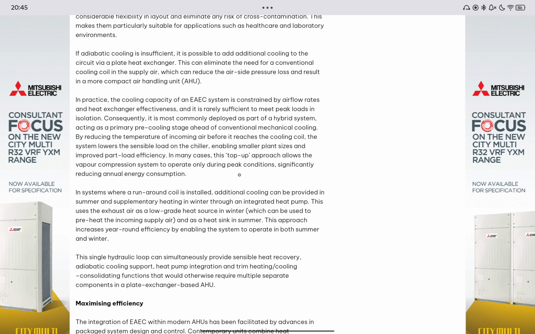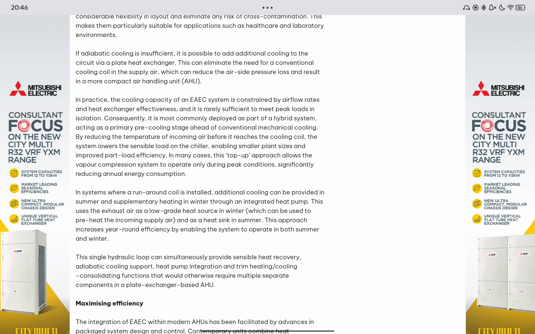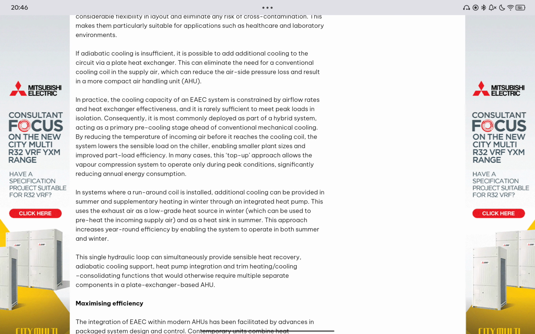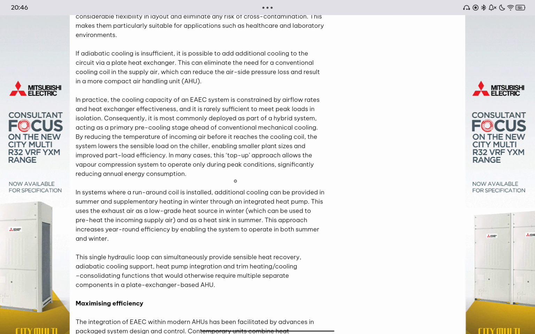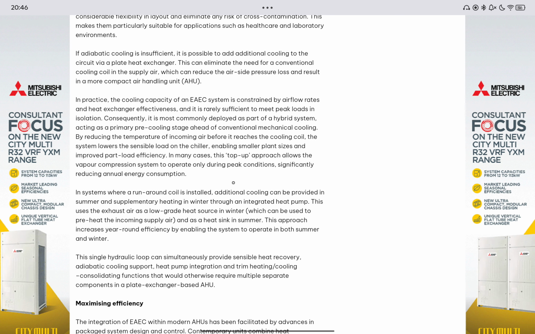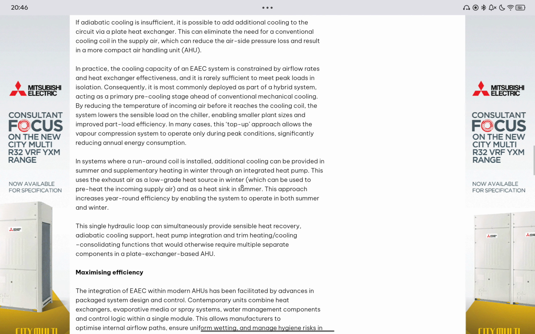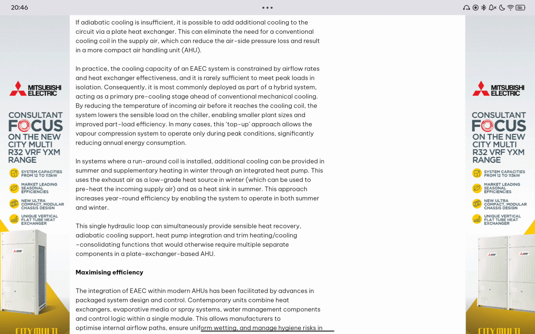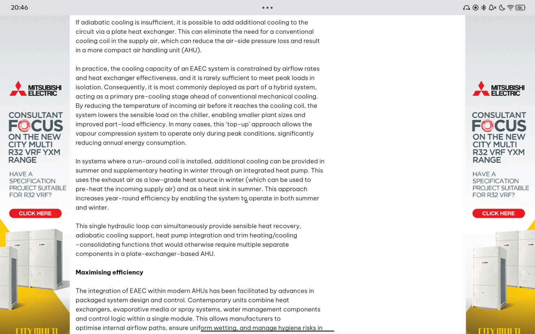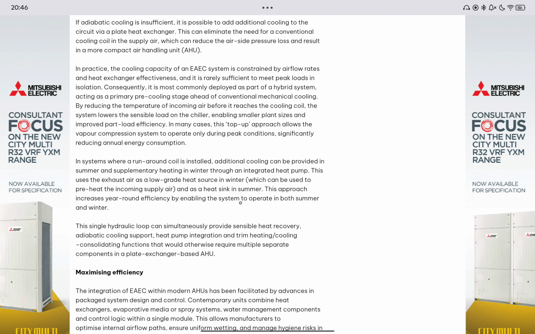Consequently, it is most commonly deployed as part of a hybrid system, acting as a primary pre-cooling stage ahead of conventional mechanical cooling. By reducing the temperature of incoming air before it reaches the cooling coil, the system lowers the sensible load on the chiller, enabling smaller plant sizes and improved part load efficiency. In many cases, this top-up approach allows the vapor compression system to operate only during peak conditions, significantly reducing annual energy consumption. In systems where a runaround coil is installed, additional cooling can be provided in summer and supplementary heating in winter through an integrated heat pump.